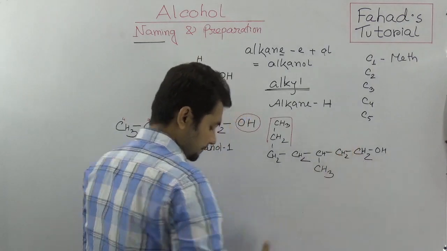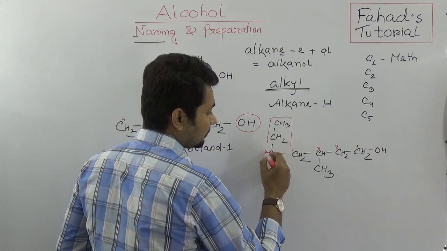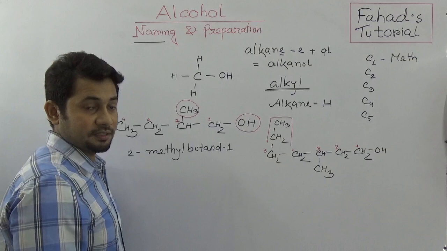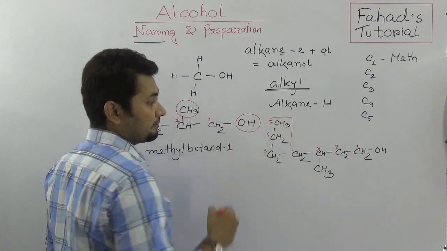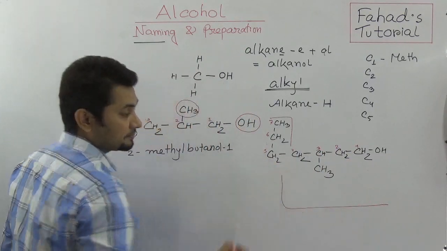So it should be 1, 2, 3, 4, 5, and this is not the branch. So we can go for next 6, 7. So according to this, this is the longest chain.